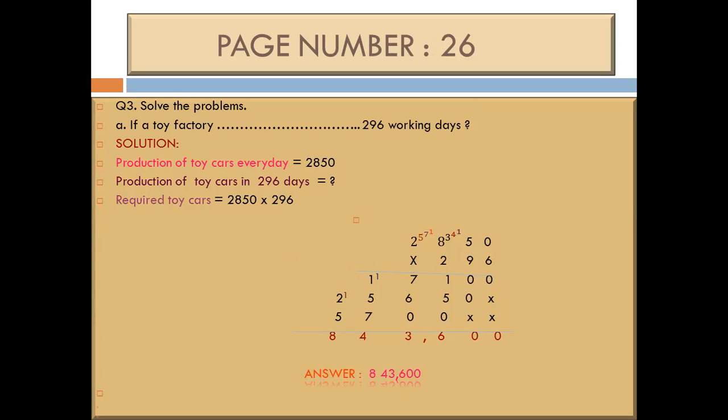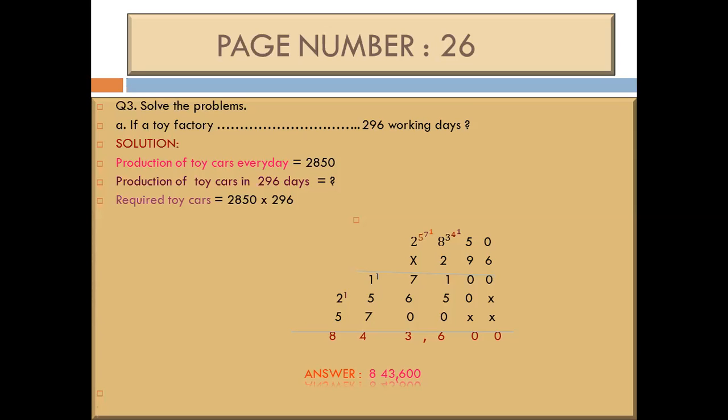If our required number is small, then we divide the numbers. Here we multiply 2850 with 296. Again we have a 3-digit number, and you are familiar with how we start the multiplication. Yes, we start from the ones place, and on the ones place there is 6, then on the tens place there is 9, and then on the 100 place there is 2. So we multiply 2850 with 296. Start the multiplication. 6 multiplied by 0 is 0.